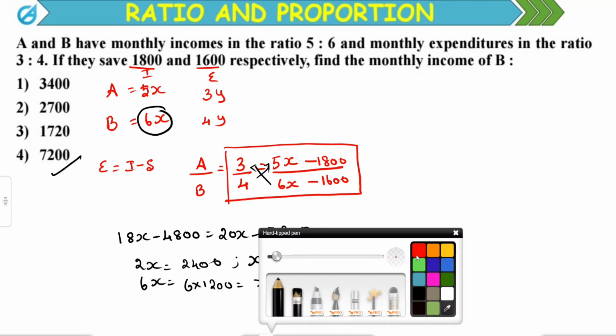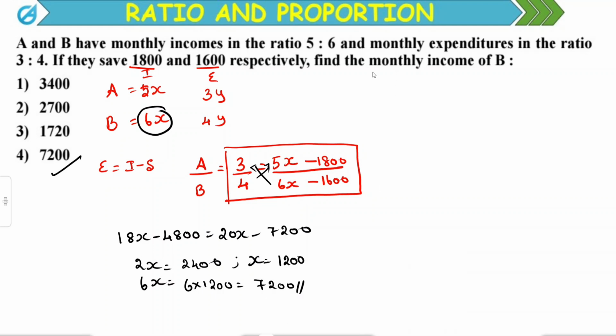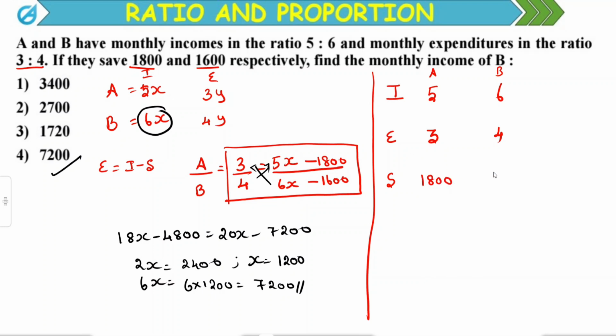So otherwise, one more easy method is this. Okay, see how we have to write. First thing, in the first row, we have to write the income of A and B. What is the ratio of income of A and B? 5 and 6. In the second line, we have to write the expenditure. What is the expense of A and B? 3 and 4. Next, in the third line, we have to write the savings. For A it is 1800, for B it is 1600.